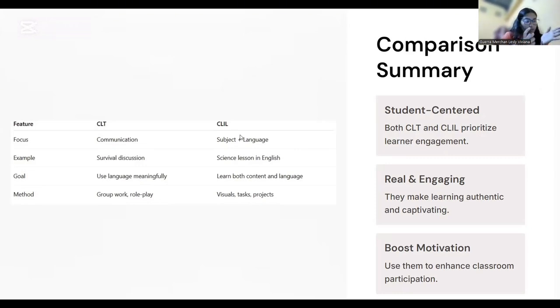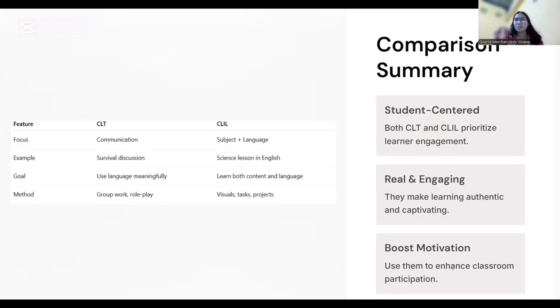It is important to teach the subject and the language. For example, a science lesson in English, and as I said before, learning both content and language. So the methods we use are visuals, tasks, and projects. Student-centered: both CLT and CLIL prioritize learner engagement. And real engagement makes learning authentic and captivating.